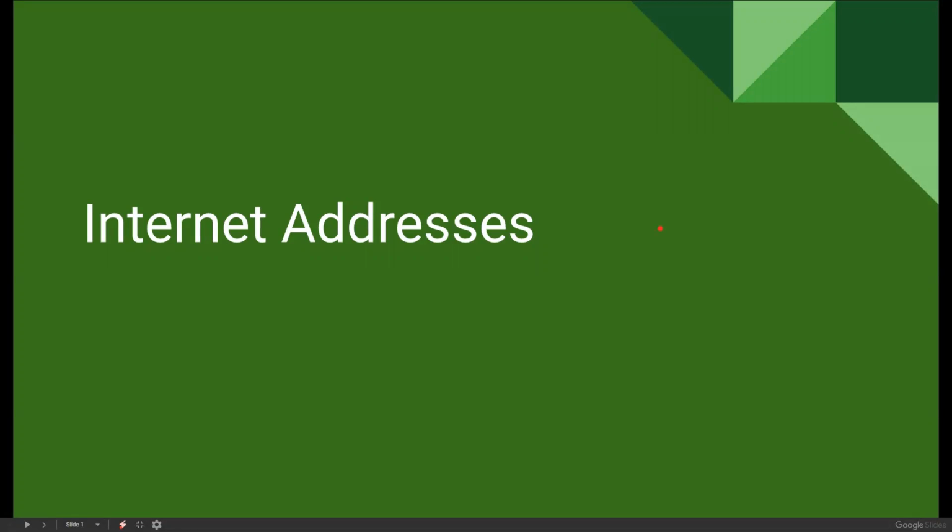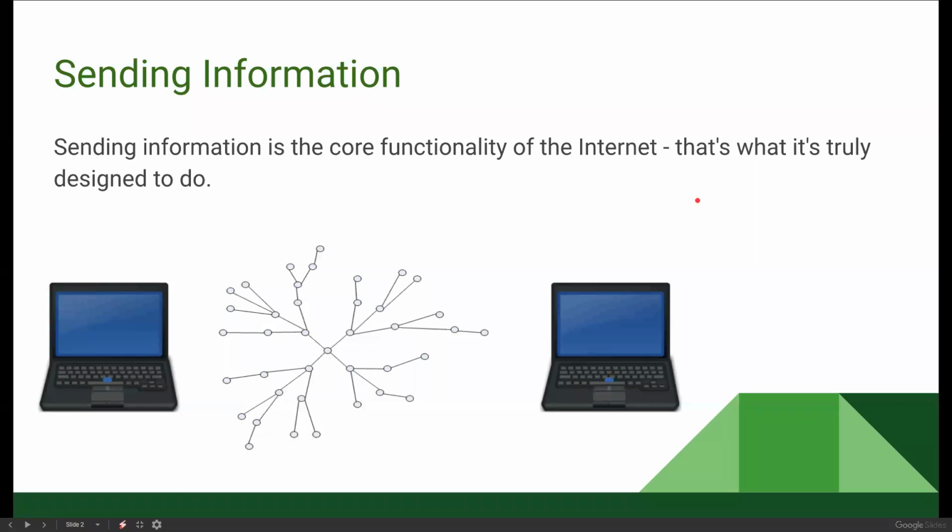All right, once again, we are talking about internet addresses today. Like we discussed last class, the core functionality of the internet, what it's really designed for, is sending information. From one computer, we want to send a smiley face to another computer, from one node on this tree to another node. We follow a path, and we can send some information. And we discussed the mechanics of how it works last class.